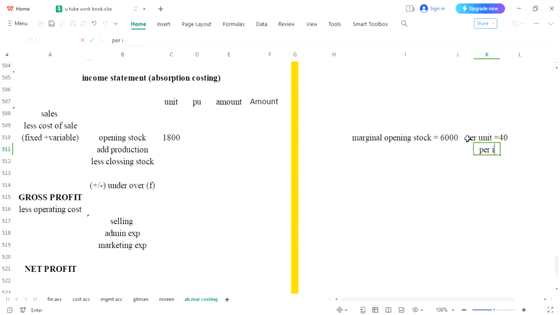Instead of 40, per unit cost is now 42. So how much would your opening stock be? This is the only thing which you have to understand. First factor, how we have calculated 42 and how would we change these amounts. 1800 units we have calculated and we are putting over here just to note it down. These 1800 are number of units.